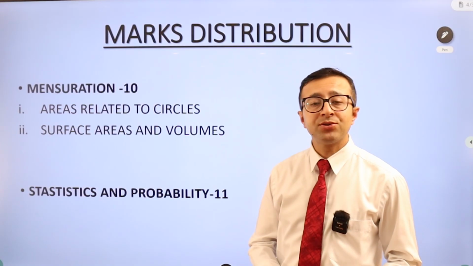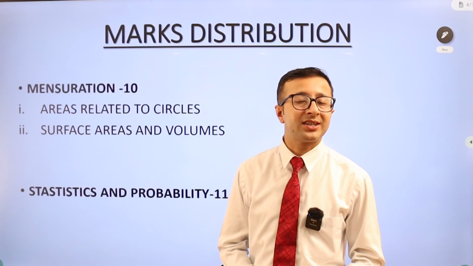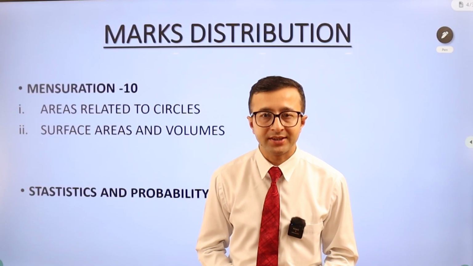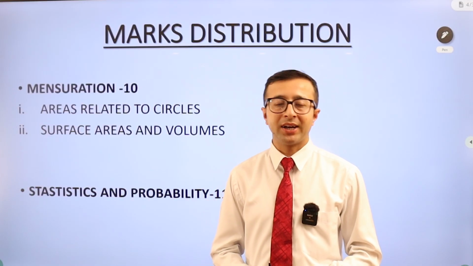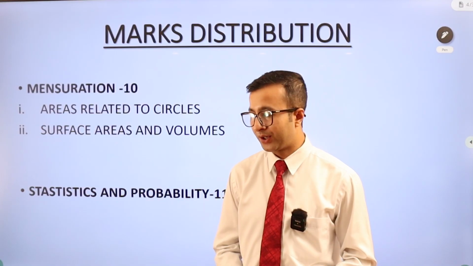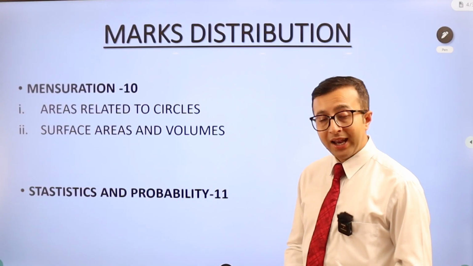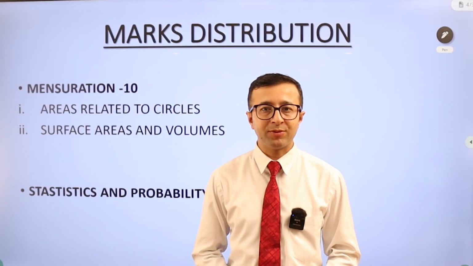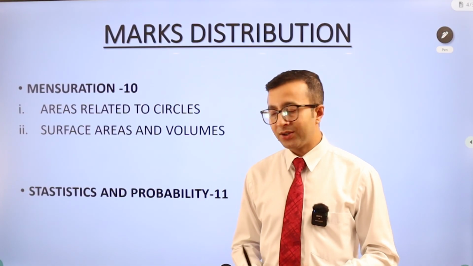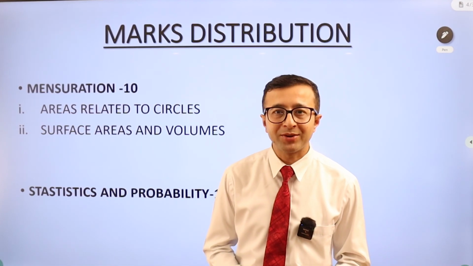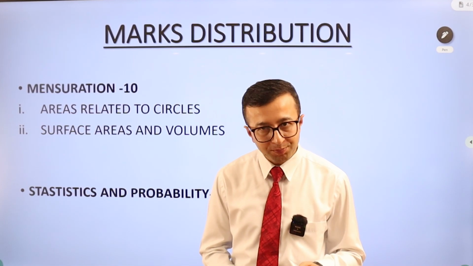Next, you can see mensuration, which gives us 10 marks, in which we have to go through 2 different chapters. One is areas related to circles and the second is surface areas and volumes. Now the last unit, the 7th unit, statistics and probability. In this unit we will be getting 11 marks questions. The names of the chapters are statistics and probability.